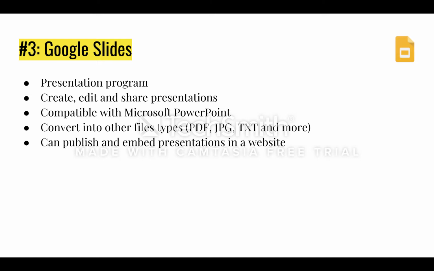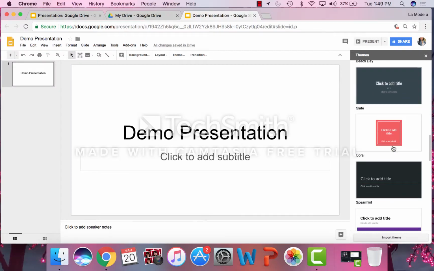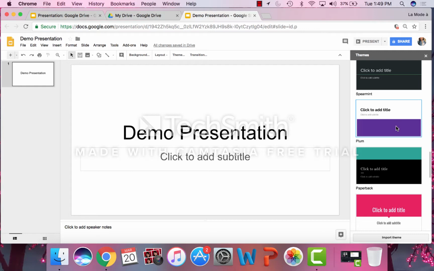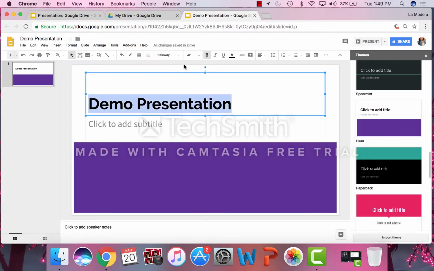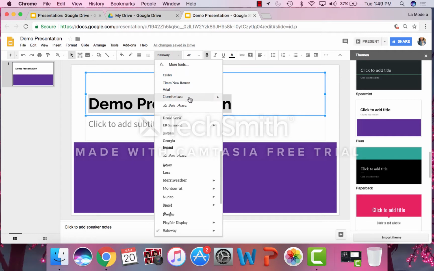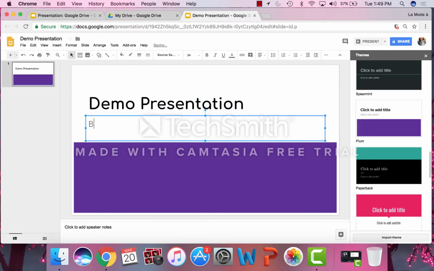Google Slides is a presentation program in Google Drive. It allows users to create, edit, and share presentations. It is compatible with Microsoft PowerPoint and can also be converted as a PDF file as well as other file types like JPEG or text files. Its features are very similar to that of PowerPoint, with some options being different, such as themes. You can publish and embed presentations into a website.